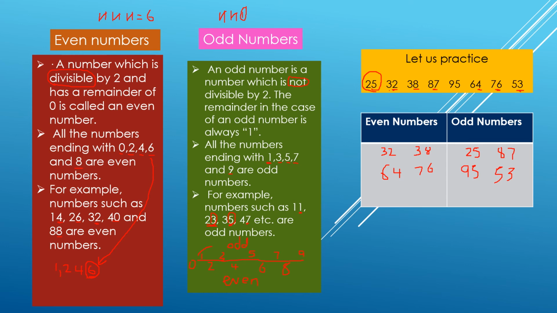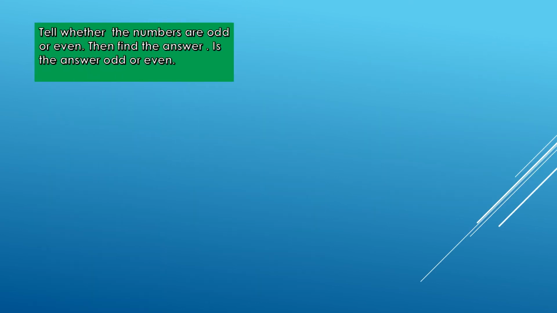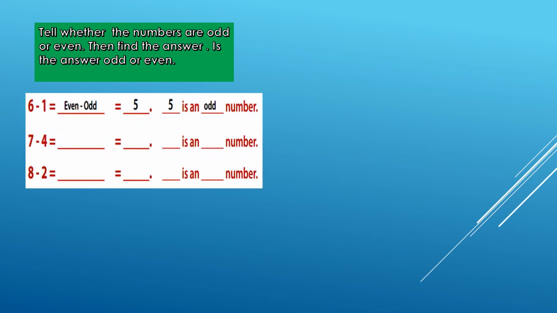Now you'll go to your package on page 5. You're going to follow these instructions there. It says tell whether the numbers are odd or even, then find the answer. Is the answer odd or even? So I have an example here. Now we're going to look at this 6. You're going to say that 6 is an even, so I put even here.